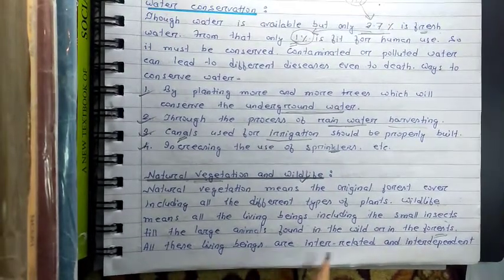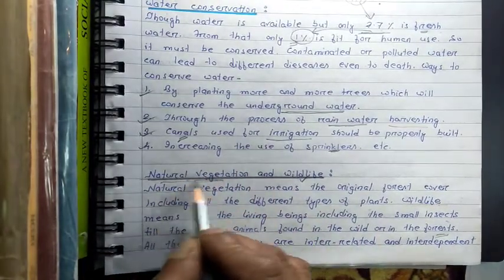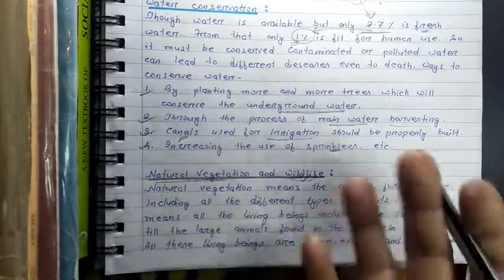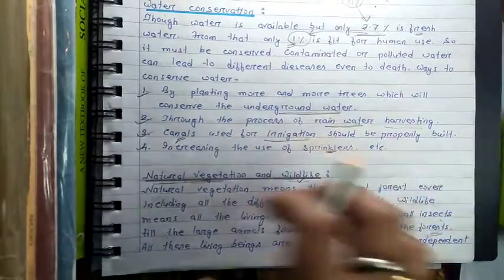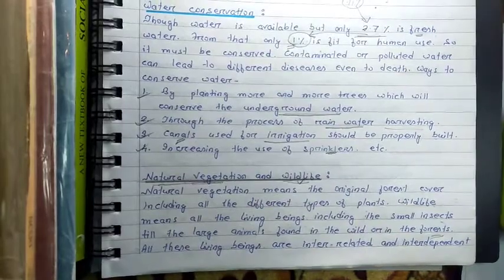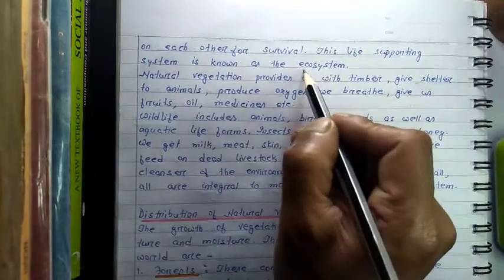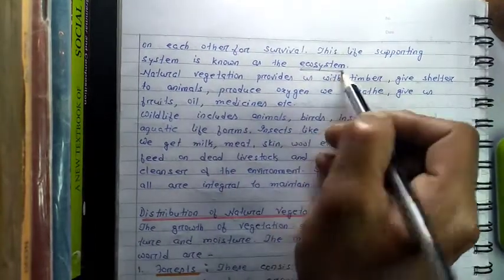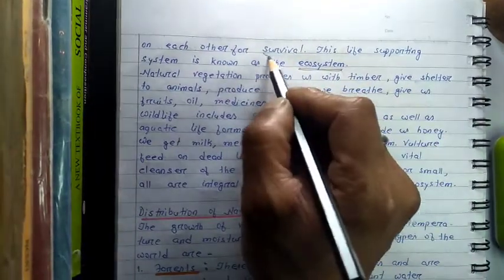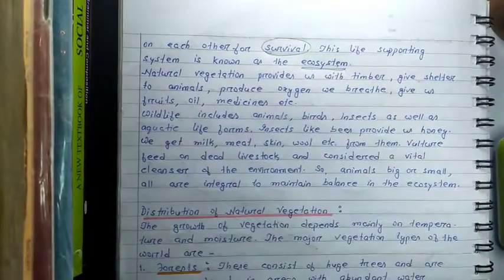All these living beings are interrelated and interdependent. In the natural vegetation different plants will be there, and in the wildlife, right from the small insect to the huge elephant, all the animals are there, and all these living beings are related to each other, and even interdependent on each other. This life supporting system is known as ecosystem. What is the meaning of ecosystem? All the living beings depend on each other and are interrelated with each other for their survival, and this dependency is known as ecosystem.